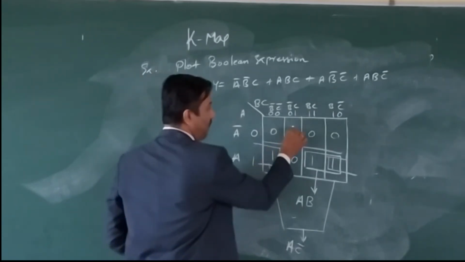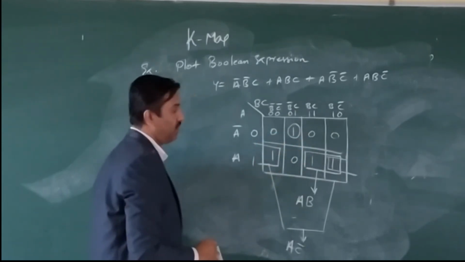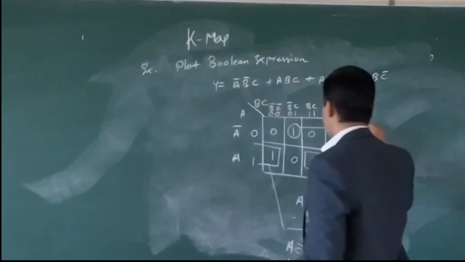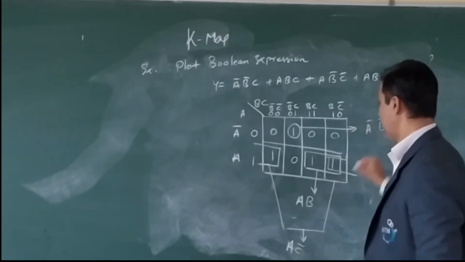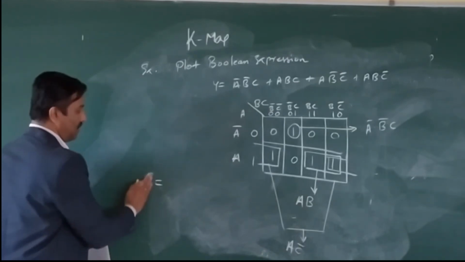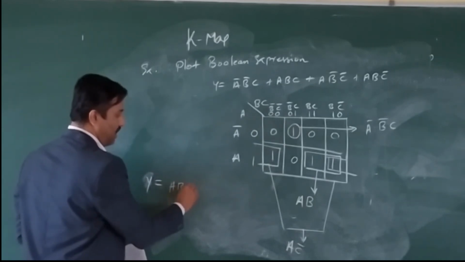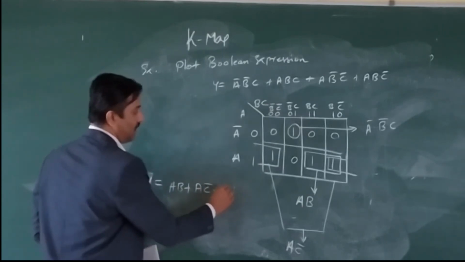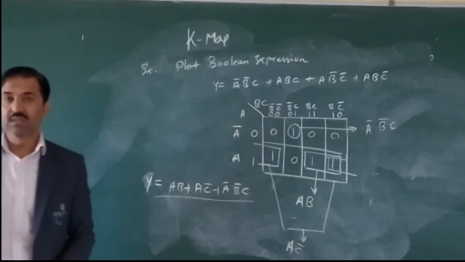So find out any remaining terms which are left out. Yes, this is one left out, as there are no adjacent ones to the cells near this one. So the final term which is coming out, as it is an isolated one, is A bar, B bar, C. So the final expression is Y equal to AB plus A C bar plus A bar B bar C. So this is the final term which is coming out.